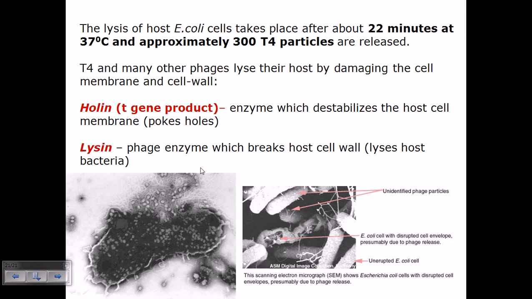But definitely they require some environmental factors. Obviously the time is almost 22 minutes to complete the whole process that I've discussed. It took only 22 minutes for the phage to complete at 37 degrees Celsius, the optimum temperature, because that's the temperature in the human body and our bacterial optimum temperature, and approximately when they have 300 T4 particles, right?